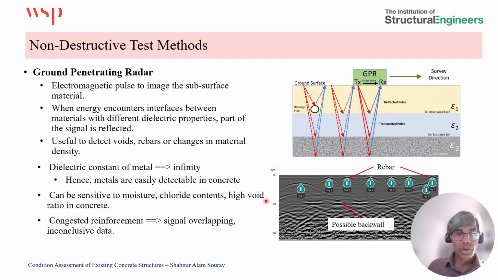We should mention here that the GPR data can be sensitive to moisture content, chloride content, and void ratio in concrete. Sometimes it can be very difficult to interpret the results if the reinforcement is heavily congested in a particular area, because the signal will overlap at that location, leading to inconclusive data.